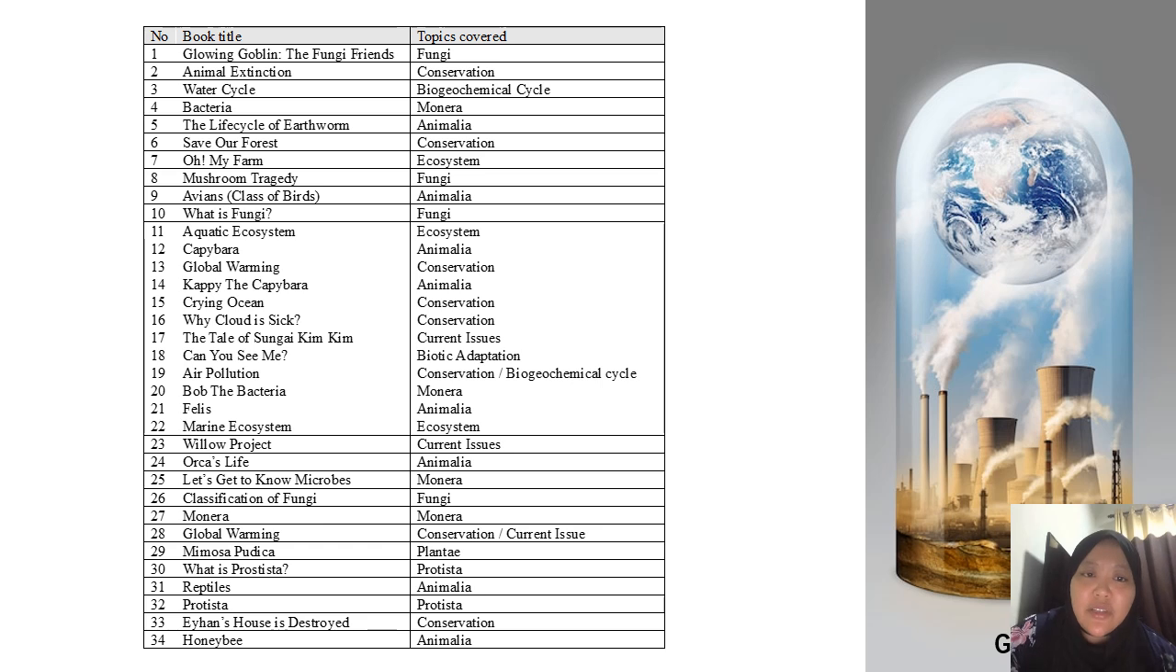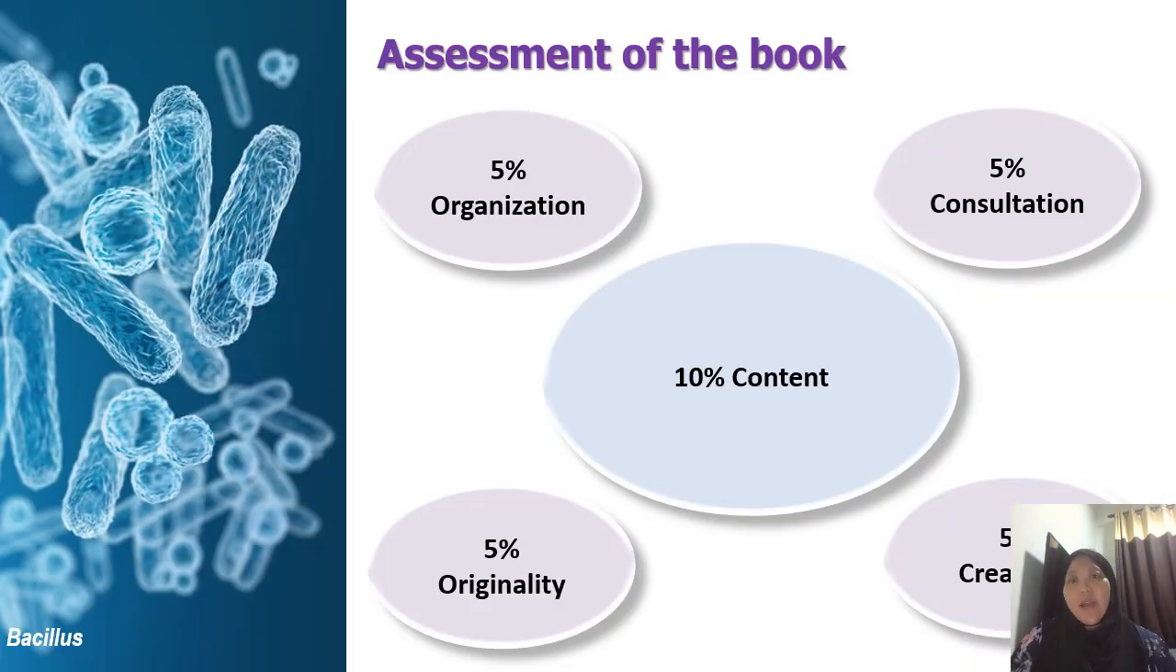subject, which includes animalia, conservation, fungi, ecosystem. There's a lot of different topics there, so they are related to it. So how do I assess it?